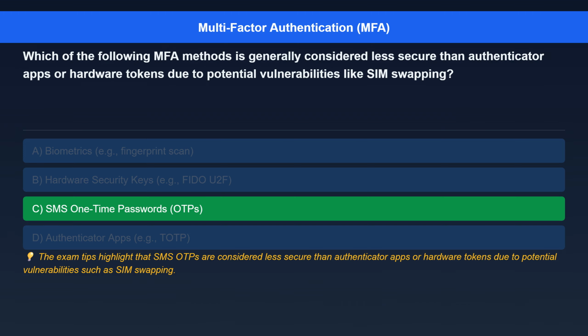The correct answer is SMS one-time passwords, OTPs. Here's the explanation. The exam tips highlight that SMS OTPs are considered less secure than authenticator apps or hardware tokens due to potential vulnerabilities such as SIM swapping.